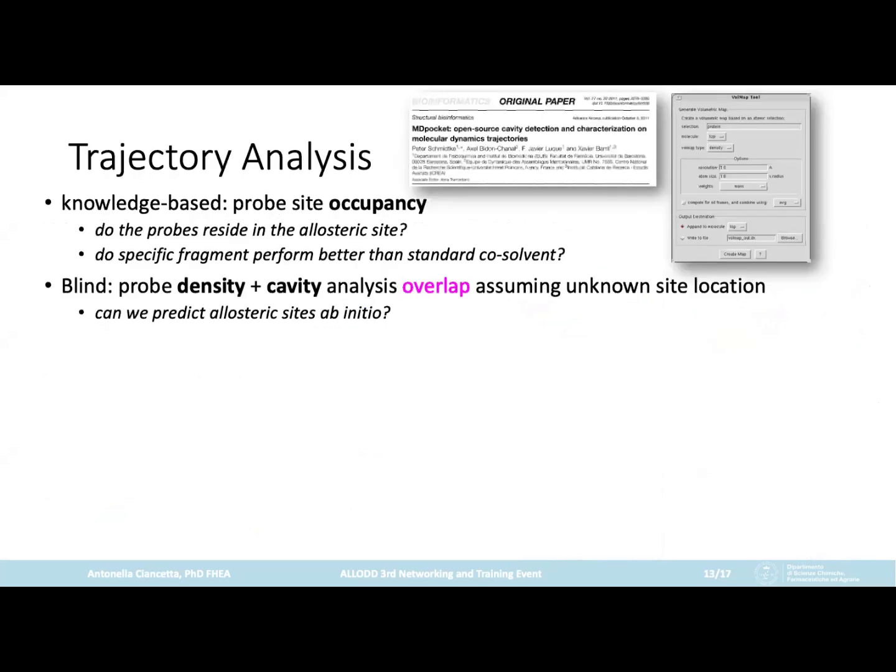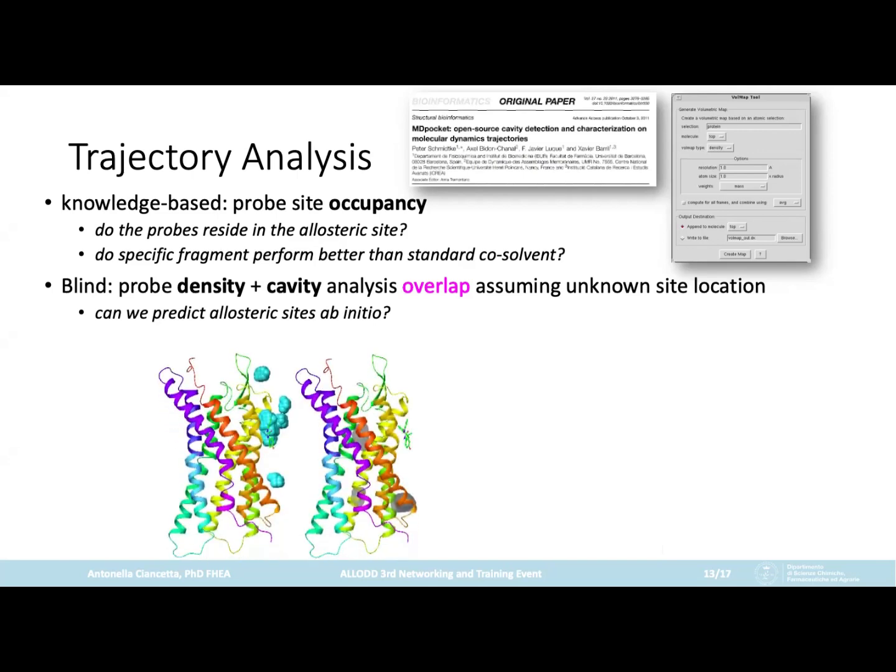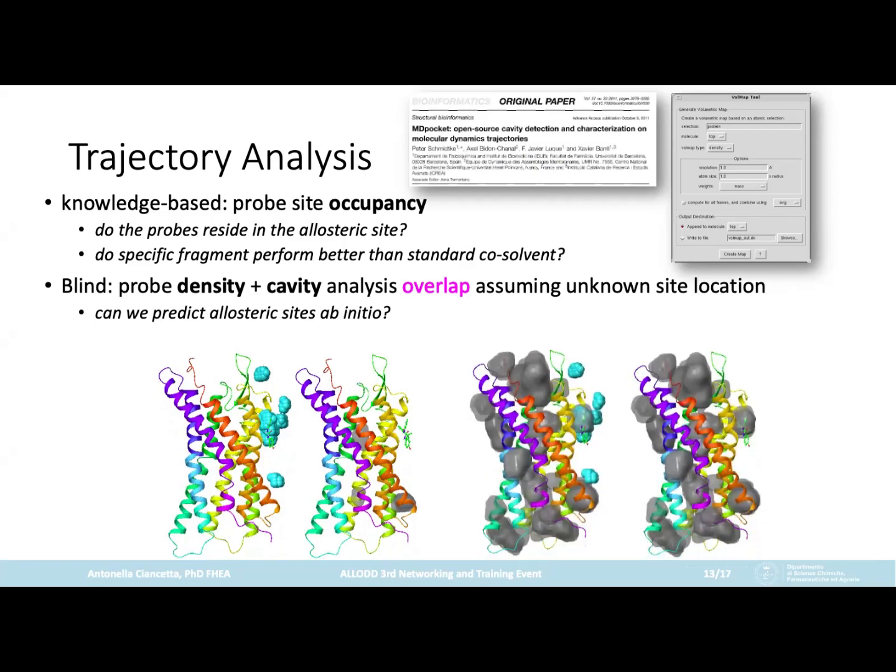And the trajectories were analyzed in 2 different ways. The first one was just double checking that the probes were sampling the non-allosteric binding site. We did that by measuring the occupancy of the probes at the binding sites. We also tried to set up a blind analysis to see whether we were able to predict the location of the binding site without any prior knowledge about it. And we did that by intersecting the density of the probes, so where these probes tend to accumulate during the trajectory, and standard cavity analysis.